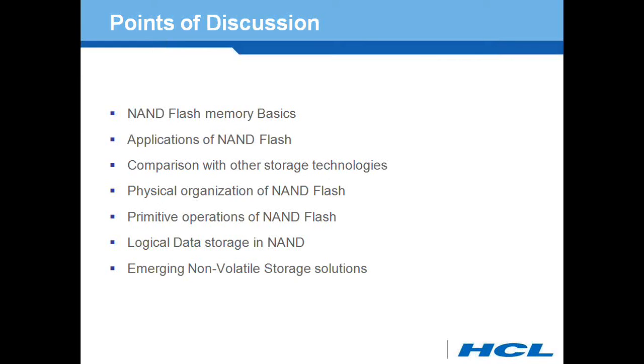And next we can see the physical organization of a flash, how the memory is internally arranged, and what the basic units of read and write operations are. All those things will be covered under physical organization. Then we are going to look at primitive operations of a NAND flash. So the basic operations which are needed for a NAND flash to store the data in its physical locations.